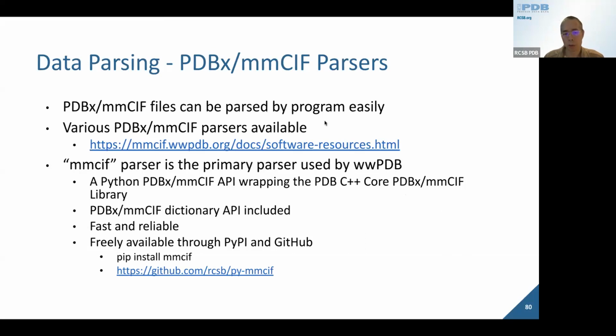There are various mmCIF parsers developed by the community and by us, and you can see some of them on this page, about the parsers in Python, Java, C++, Perl, etc. But today I'm going to focus on the parser named just mmcif, all lowercase, which is the primary parser used by us, by wwPDB. It's a Python parser, but it wraps a C++ core. It has the mmCIF dictionary API included so that you can verify the value against the dictionary. It's fast and reliable, and is freely available through PyPI and GitHub, as you can see here.